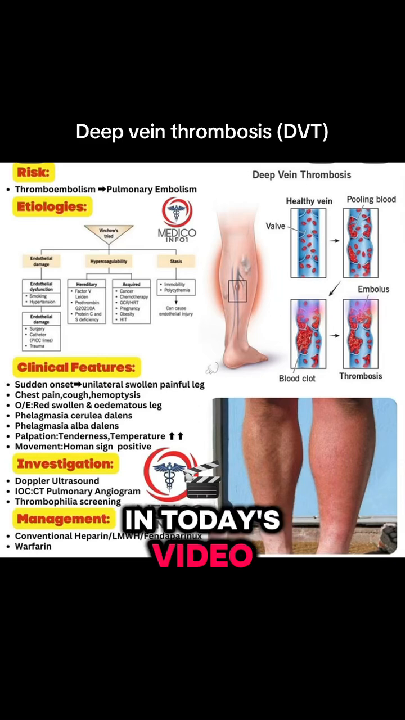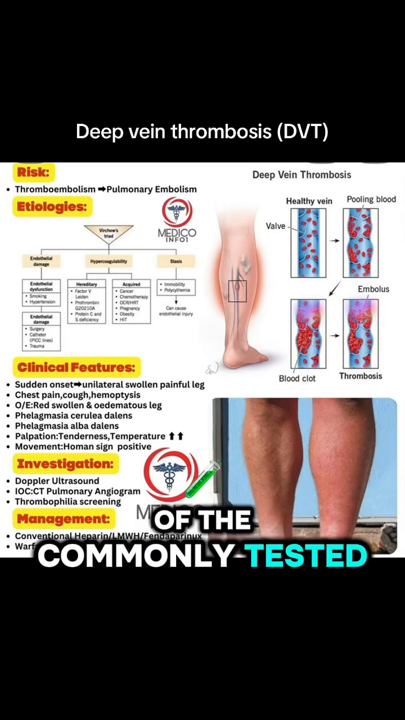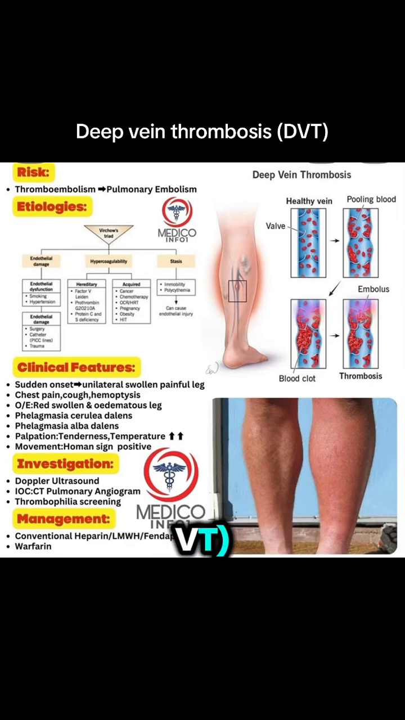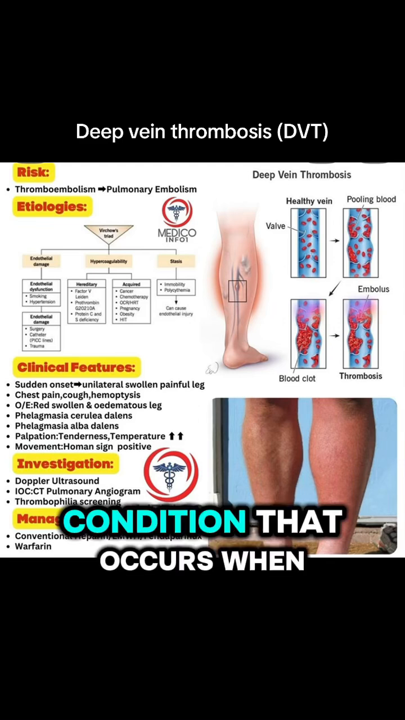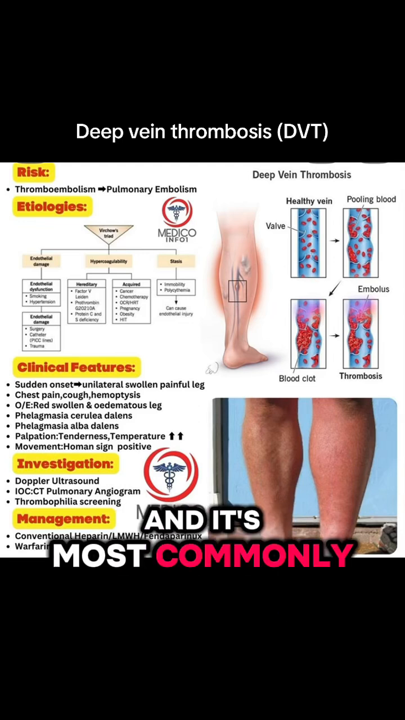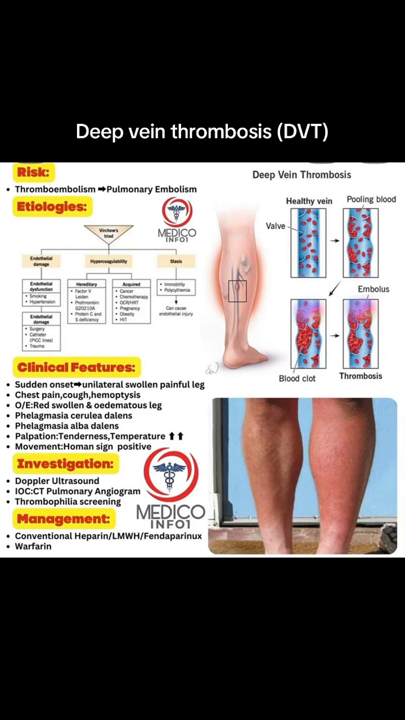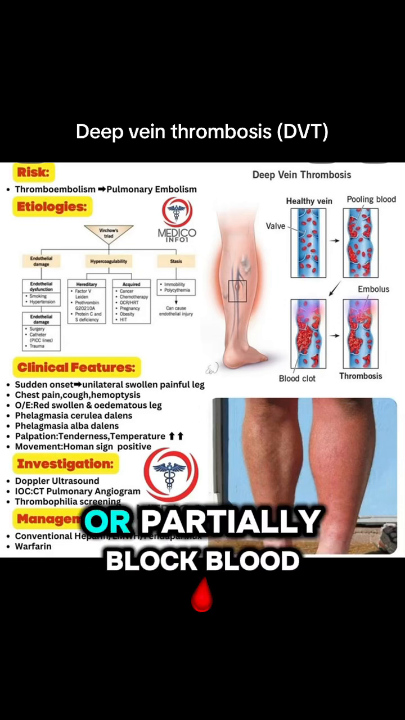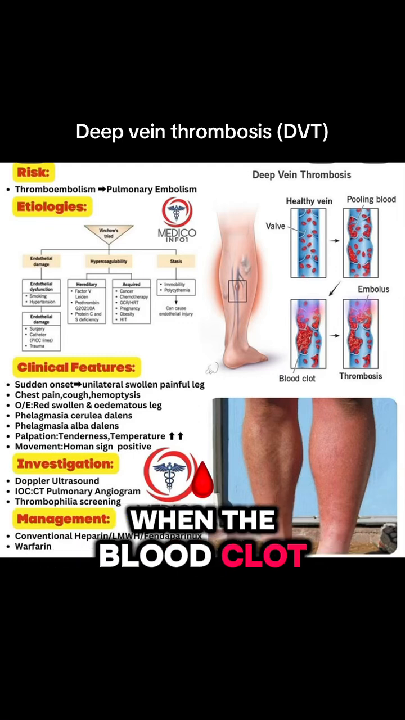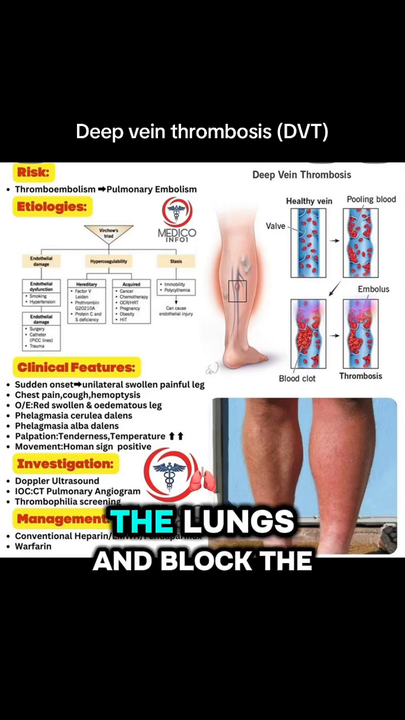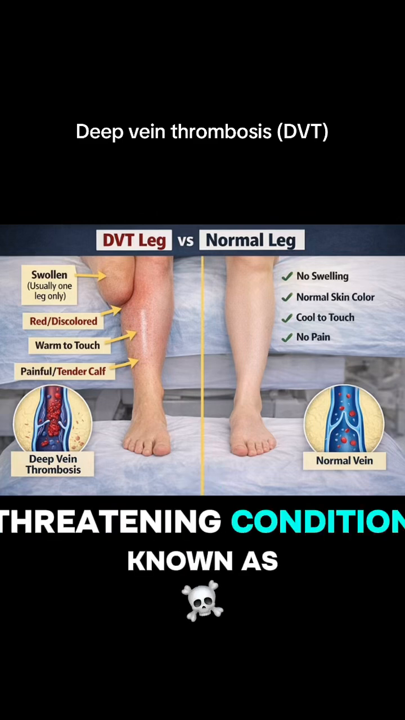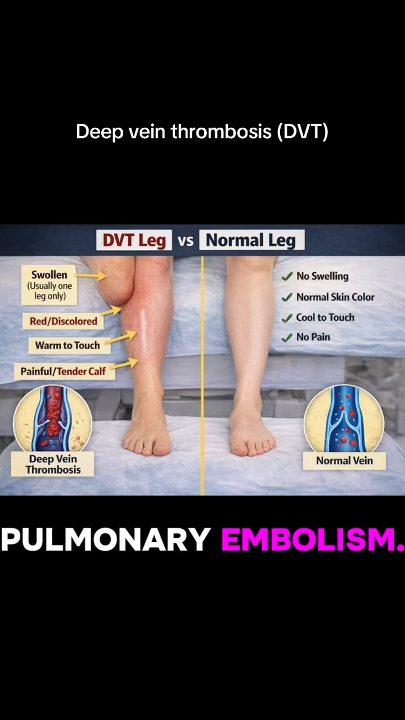In today's video, we'll be treating one of the commonly tested NCLEX topics, which is deep vein thrombosis, also known as DVT. Deep vein thrombosis is a condition that occurs when blood clots form in a deep vein, and it most commonly affects the lower legs. DVT can completely or partially block blood flow in the affected vein. When the blood clot breaks out, it can travel to the lungs and block the pulmonary artery, leading to a life-threatening condition known as pulmonary embolism.